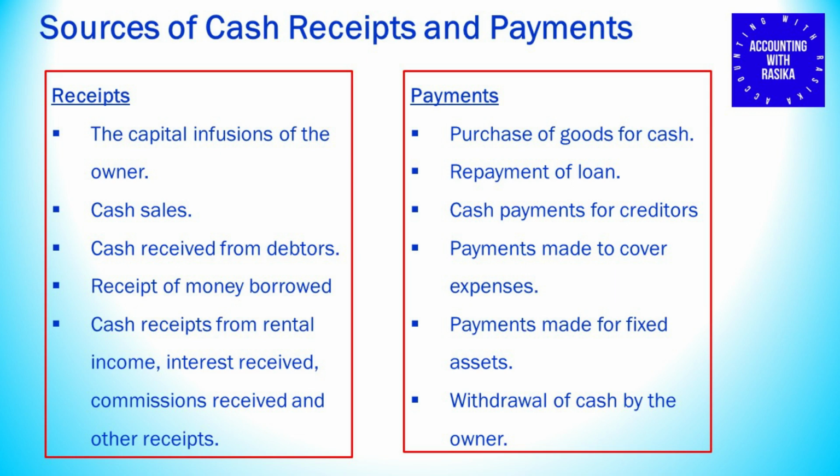Then come the cash payments. Cash payments include purchase of goods for cash, purchase of goods on credit basis and then payments made to creditors, that is also a cash payment. Then repayment of loan and loan interest, and payments made for other expenses of the business. To incur the other expenses of the business, you pay out cash. Then payments made for assets or fixed assets. When you purchase fixed assets, then you have to pay cash. So it is a cash payment. And then withdrawal of cash by the owners, that is the drawings of the owners, is also a cash payment.